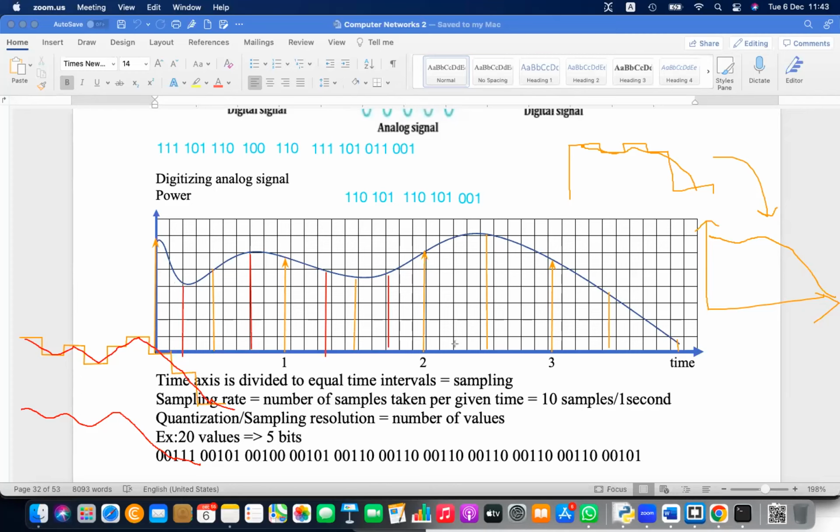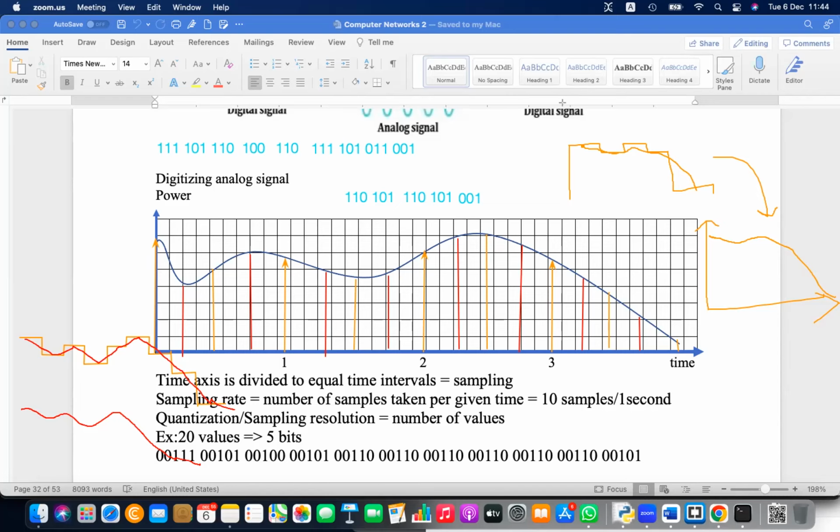Yes, sir. So what happened when you increase the sampling? The number of bits will be high, and the quality of the digital signal will be high. Will be increased. Yeah, when you increase the sampling, the quality of the signal will be increased, and the number of bits increased.